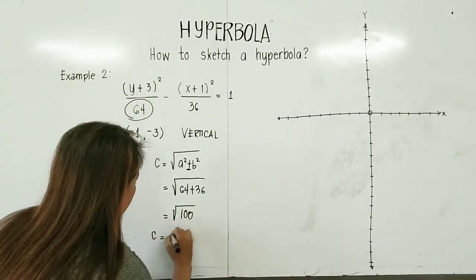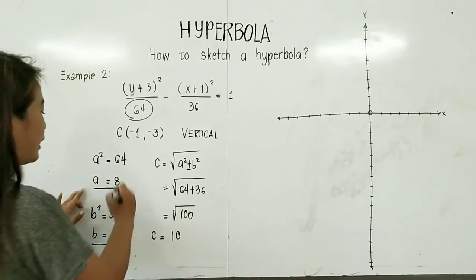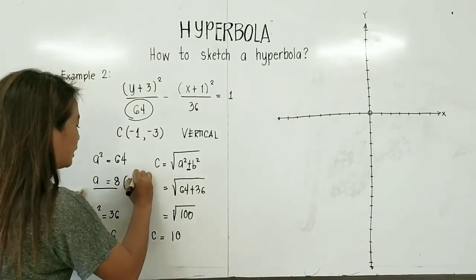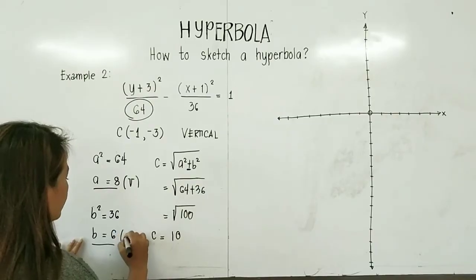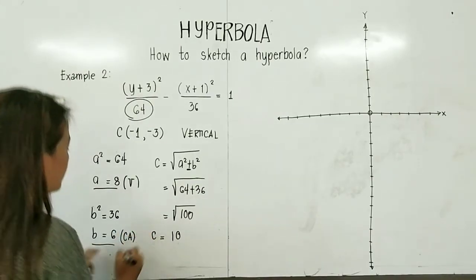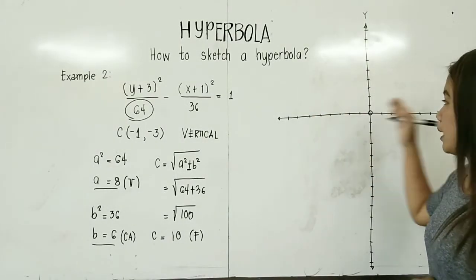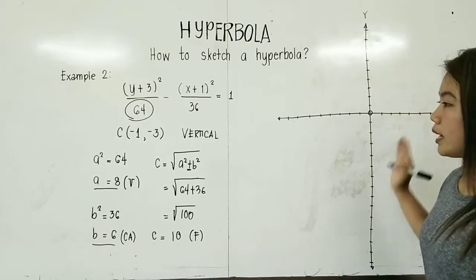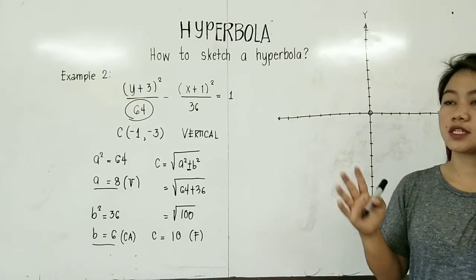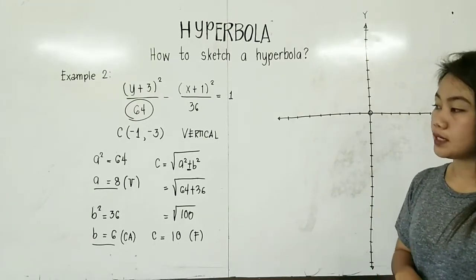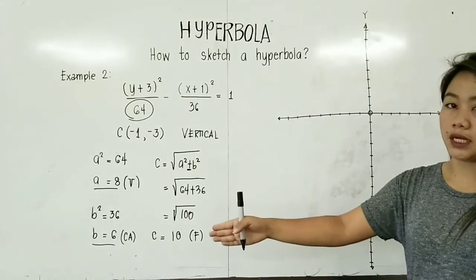Therefore, our c is 10. So again, our a is for the vertex, our b is for the endpoints of the conjugate axis, and our c is for the focus. This is our Cartesian plane, this is our x-axis, and this is our y-axis. So first step is we will sketch the central box using the values of a and b.